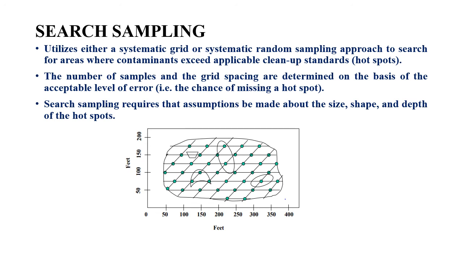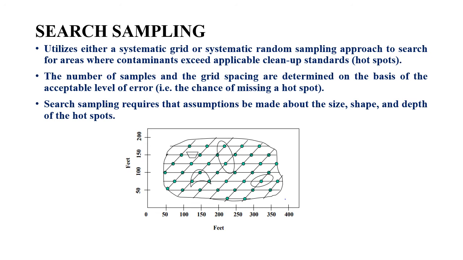In that way, by keeping the distance between the sample locations shorter, the chance of missing a hotspot will also become less, and you will be able to identify the hotspots at an earlier pace. You should also define the size, the shape, and the depth of these hotspots which have been identified. The more you do this type of search sampling, only then will you be able to narrow down on the different hotspots available within the area of concern.